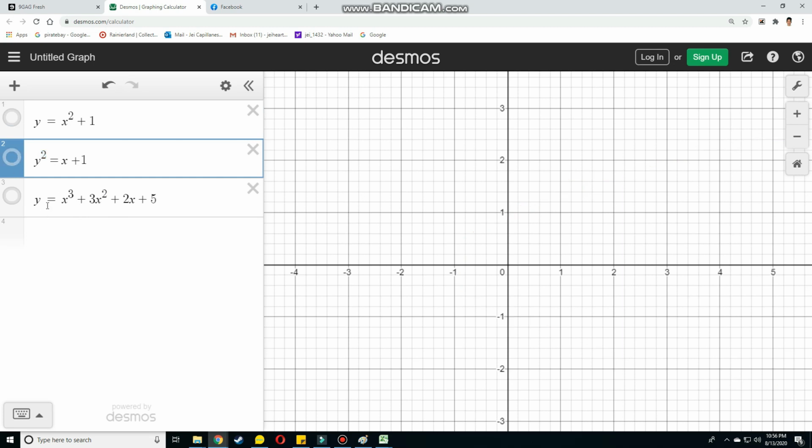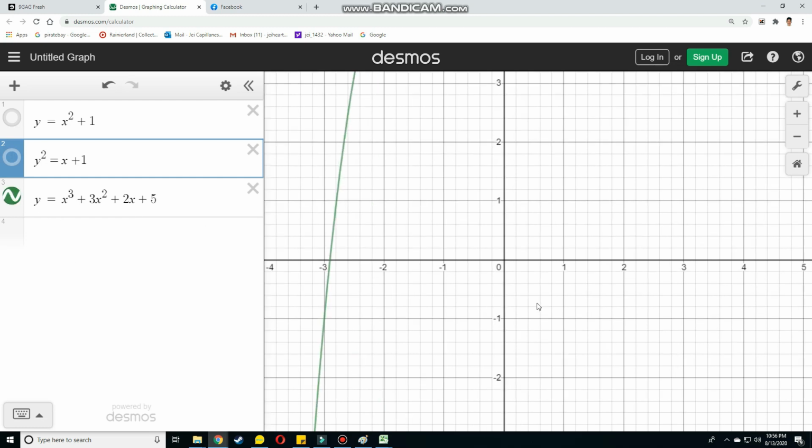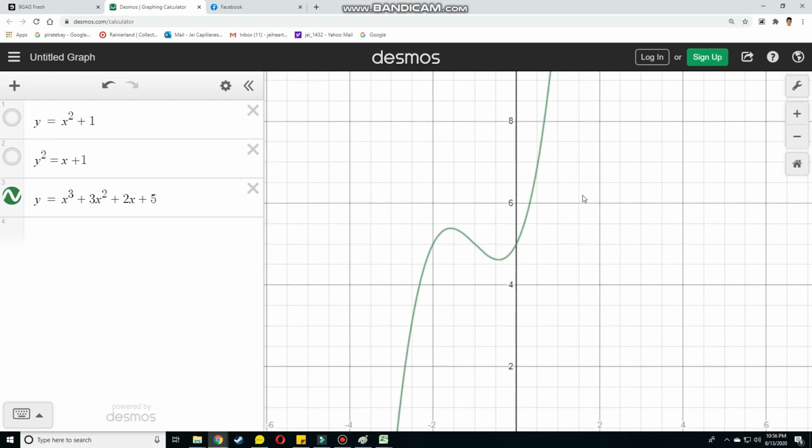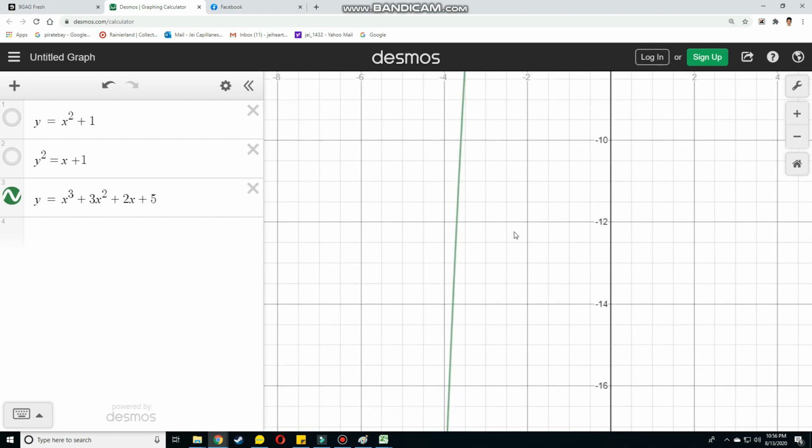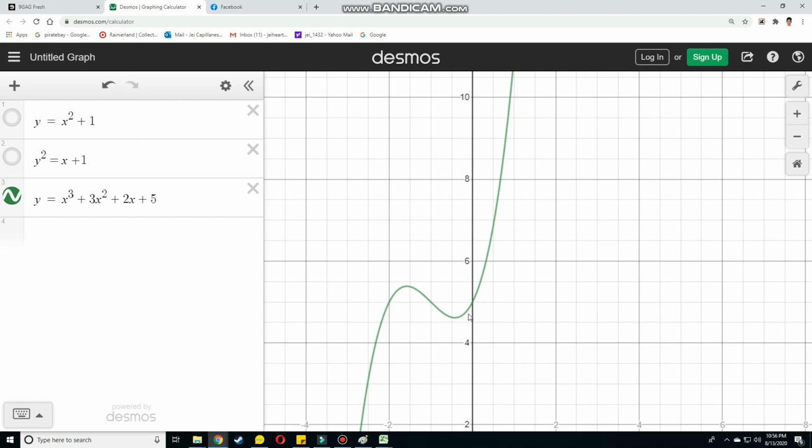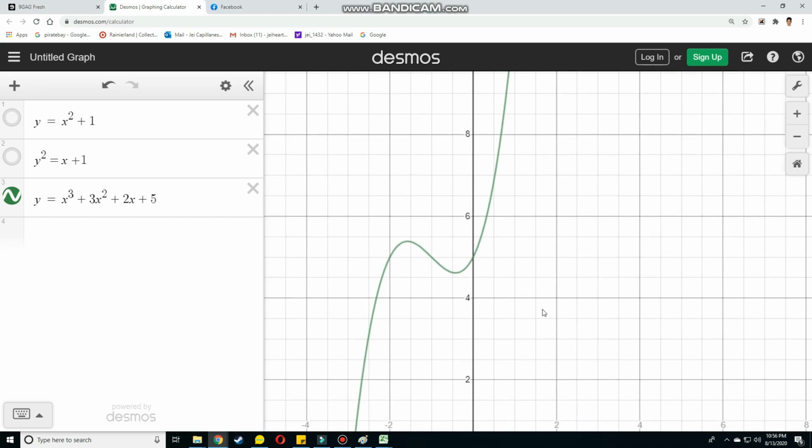Now, let's have our equation number 3. Equation number 3, y is equal to x cubed plus 3x squared plus 2x plus 5. Our equation number 3 is this one. Now, this is the graph of our equation number 3, and this is a function. It's because if we would draw a vertical line anywhere, then it would only hit our graph once, then therefore, it is a function. Okay? Our equation number 3 is a function.